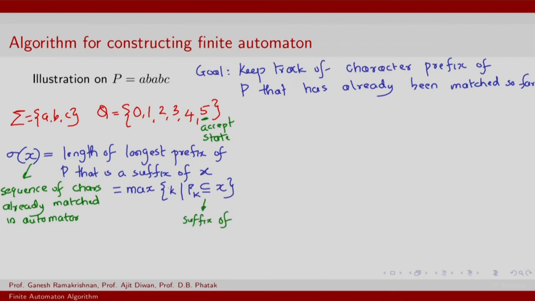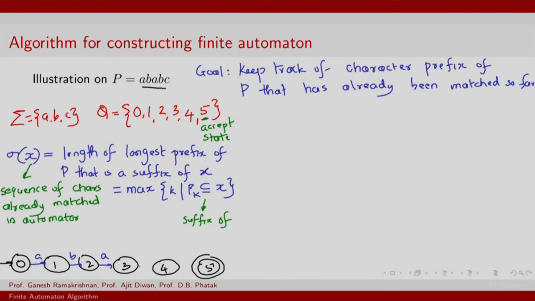Now, let us try and see what this would mean for our sample pattern A, B, A, B, C. So, I am going to start with my states 0, 1, 2, 3, 4 and 5, 5 being the accept, 0 being the input, and I need to now identify where my arrow should be going. So, on state 0, when I see an A, I go to 1, from 1 I go to 2 when I see a B, on 2 when I see another A I should go to 3, from 3 when I see a B I should go to 4, from 4 when I see a C I go to 5. This is routine. So, suppose I have so far seen the string A. Next, when I see a B, I know that I am going to move to state 2.